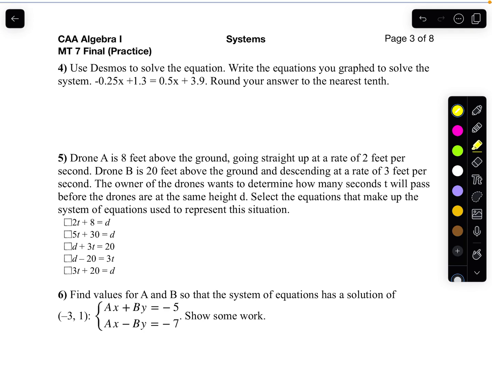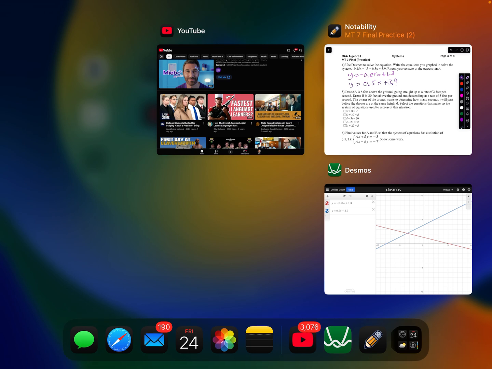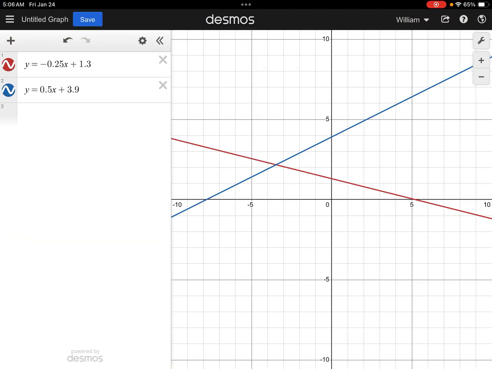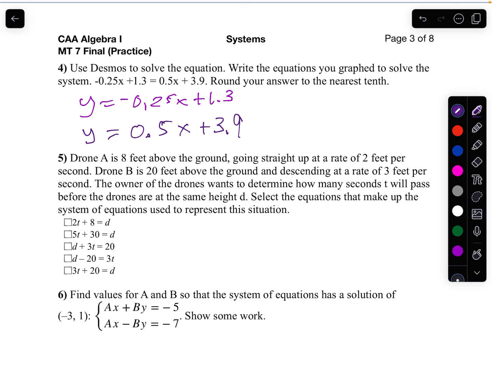On question number 4, we're going to approach that just like we did question 3. So we're going to graph y equals negative 0.25x plus 1.3 and y equals 0.5x plus 3.9. And then we graph that on Desmos and look at where they cross. X is negative 3.5. We'll round it to, because it says round to the nearest tenth. So that's our answer.